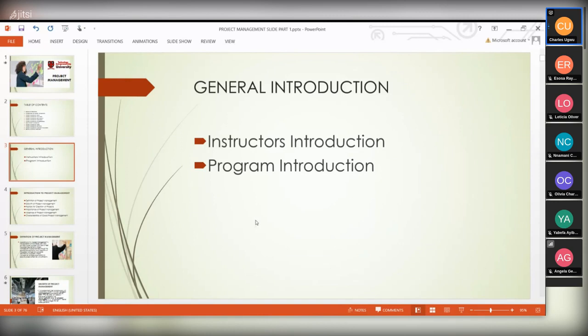So that's the roadmap for this program. It is going to give you a double blessing.